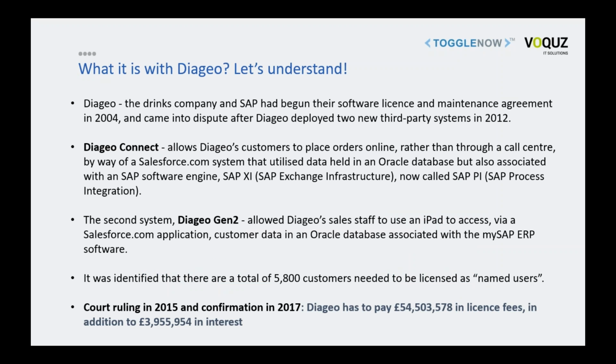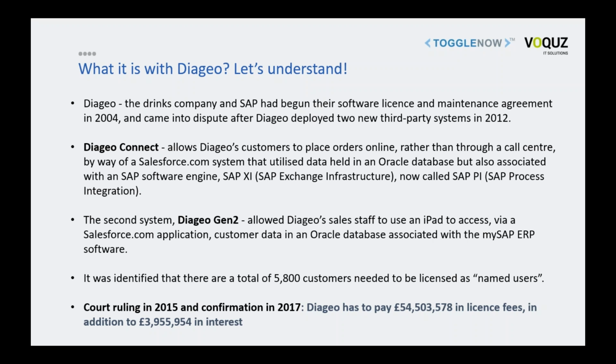The reason why we are speaking about indirect usage now is the recent Diageo incident that happened. This company, based in the UK, is a big drink company which has procured software licenses. They have been using SAP from 2004, and then recently they got into a dispute. It started in 2012, but recently there was a verdict on this case wherein they ended up paying huge penalties and license fees to SAP.